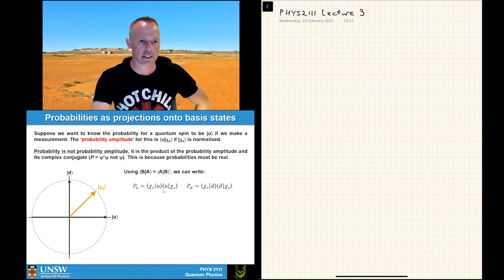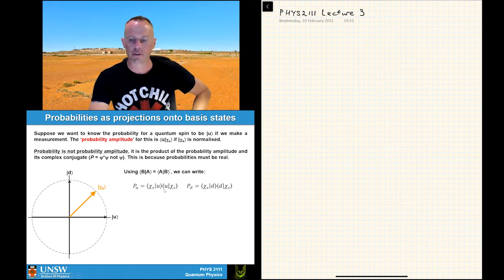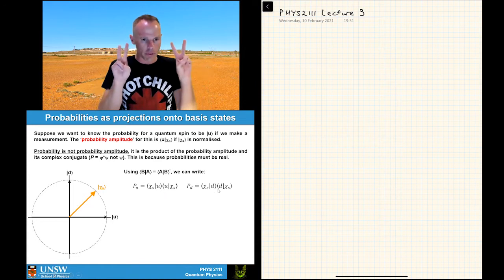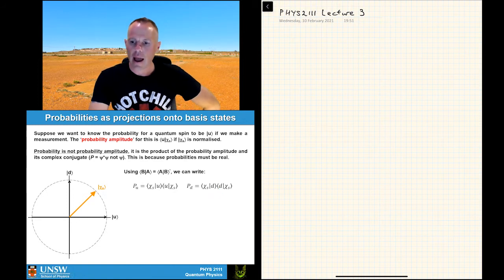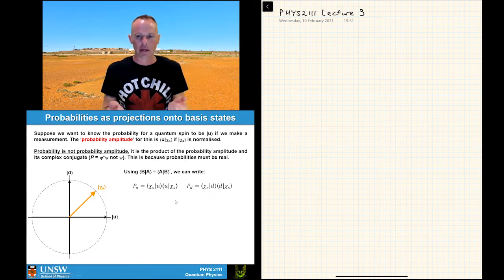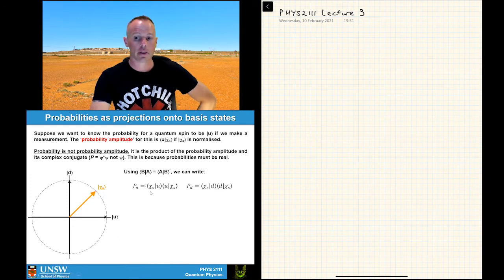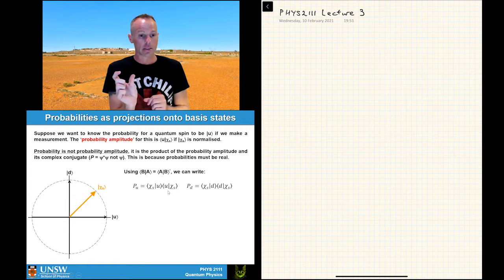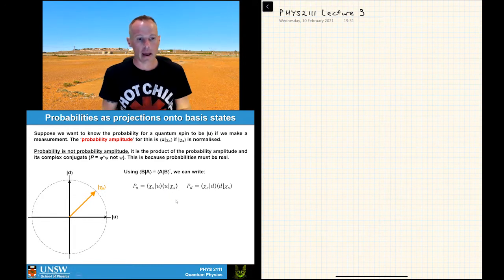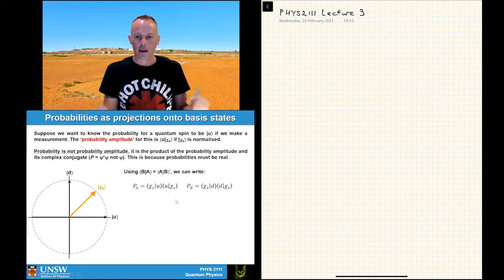And you can see that this is basically a projection operator for up. This thing in here is what we call a projection operator for down. And if you want to find the probability of a particular state being measured as a particular measurable outcome, all you do is put the state on the left, the state on the right, and the corresponding projection operator for whatever basis vector you're interested in measuring in the middle, and out pops the probability, okay?